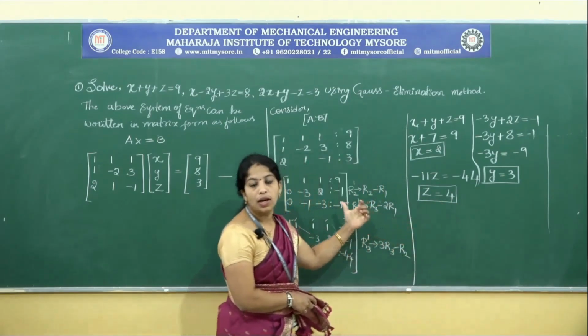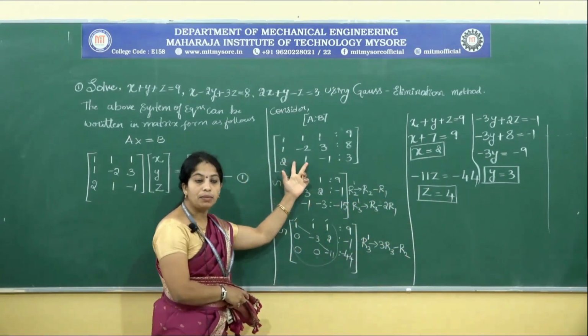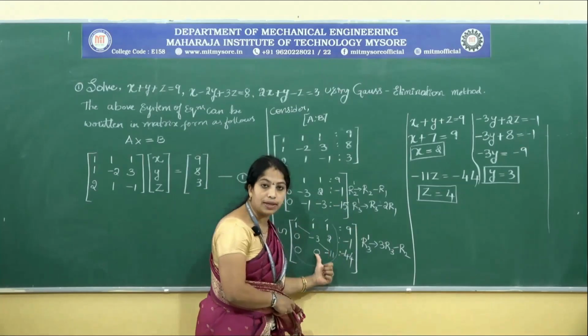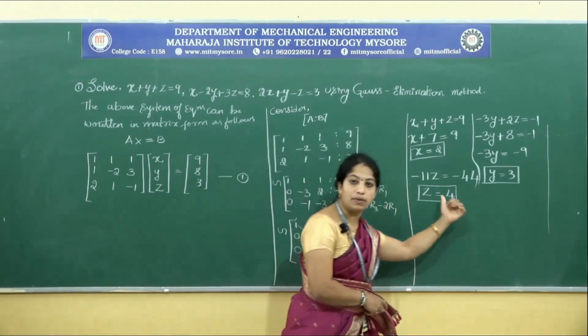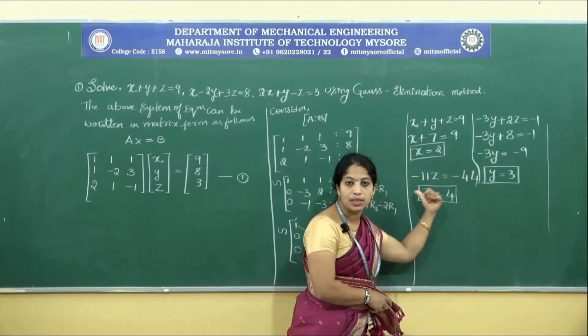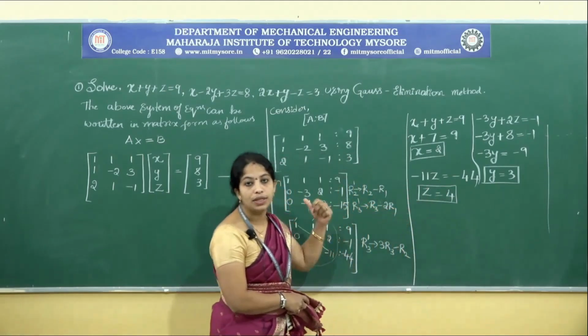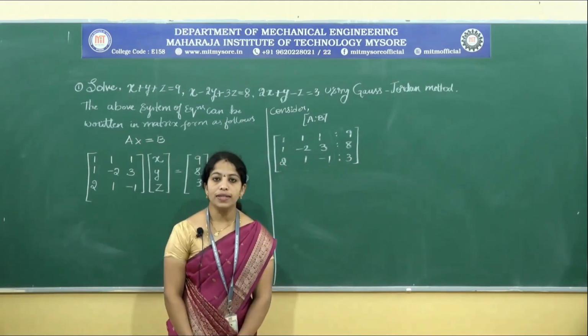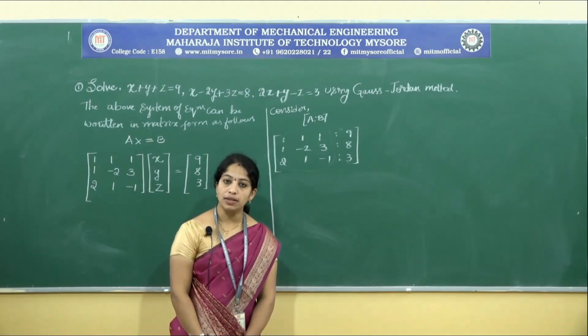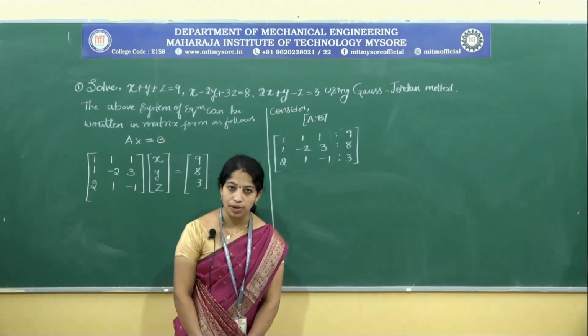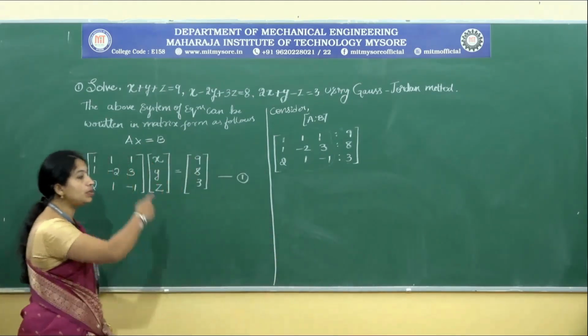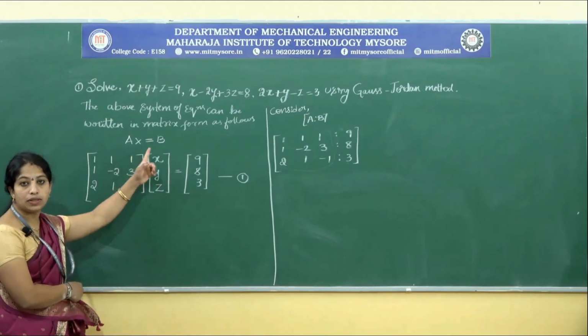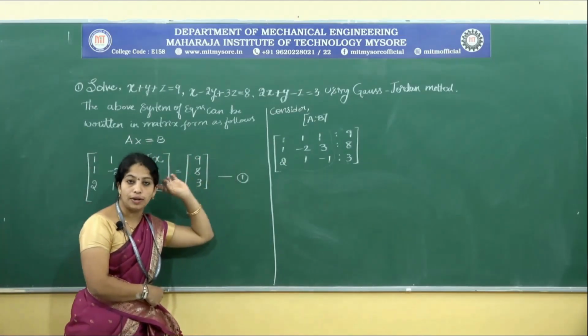What we have done is, we have reduced the coefficient matrix into an upper triangular matrix, then we get the values of x, y, z. This is by using the Gauss elimination method. Now let us solve the same problem by using another method, that is the Gauss-Jordan method. We are supposed to solve this system of equations by using the Gauss-Jordan method.